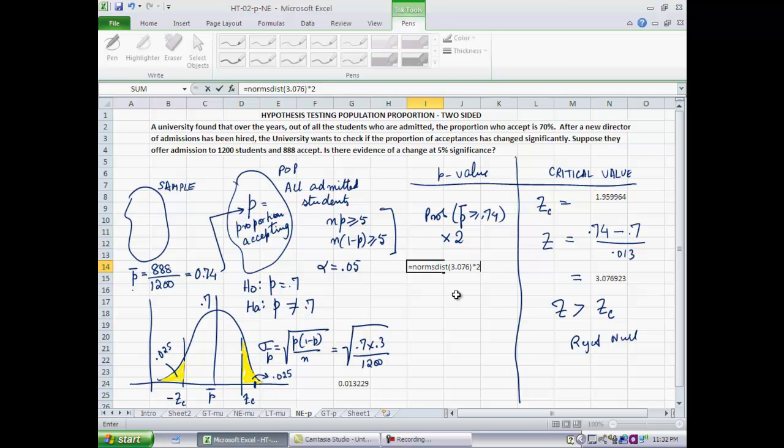You could just as well have used norm dist, but then you would have to plug in all those different parameters, 0.74, 0.7, 0.013, and you would end up with the same number. Oh, I made a slight error over here. Norm S dist of 3.076 would be the area to the left of 3.076, and obviously I want the area to the right of 3.076. Okay, so it's 0.002098. This is the p-value.